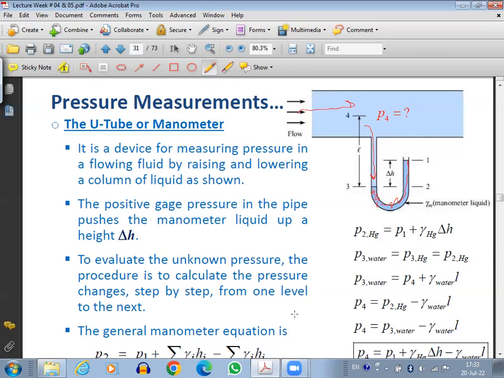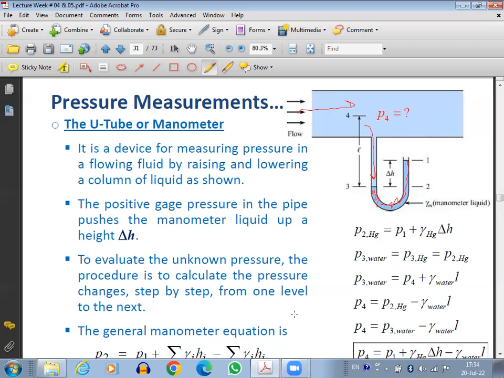There was another issue in the piezometer. The other issue was that you can only determine pressures greater than atmosphere. If the pressure was less than atmosphere, तो उस case में instead of liquid going into the piezometer tube, outside air is going to enter into the pipe. If the pressure in the pipe is less than atmosphere, instead of liquid entering into the tube, the outside air is going to enter into the pipe. So it becomes useless.